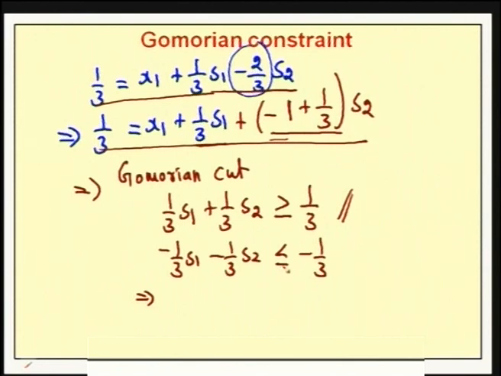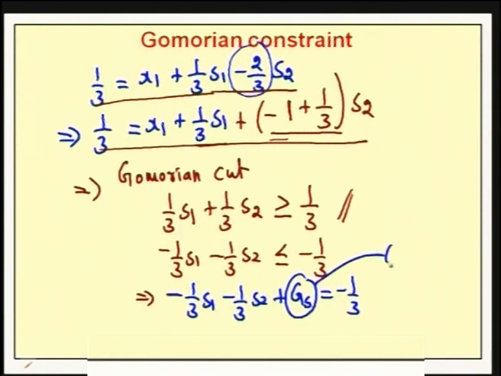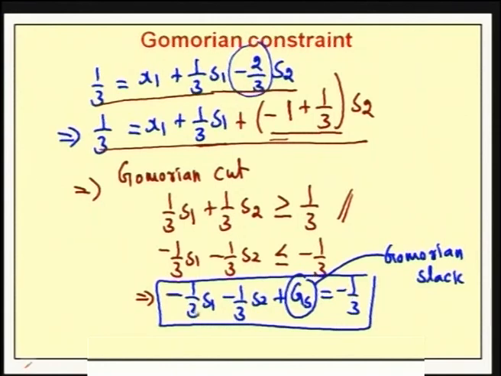Rewrite this inequality constraint as an equation by introducing a slack variable, which we write as minus 1 by 3 s1 minus 1 by 3 s2 plus gs equal to minus 1 by 3. Here this gs is called the Gomory slack variable. So, by introducing the Gomory slack variable, we get the Gomory fractional cut as minus 1 by 3 s1 minus 1 by 3 s2 plus gs equal to minus 1 by 3.